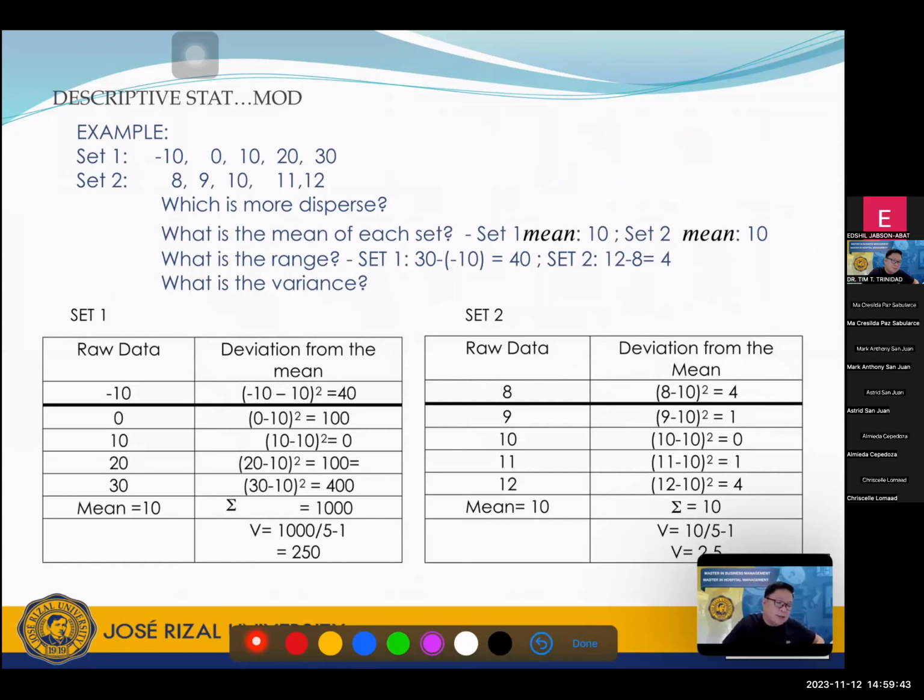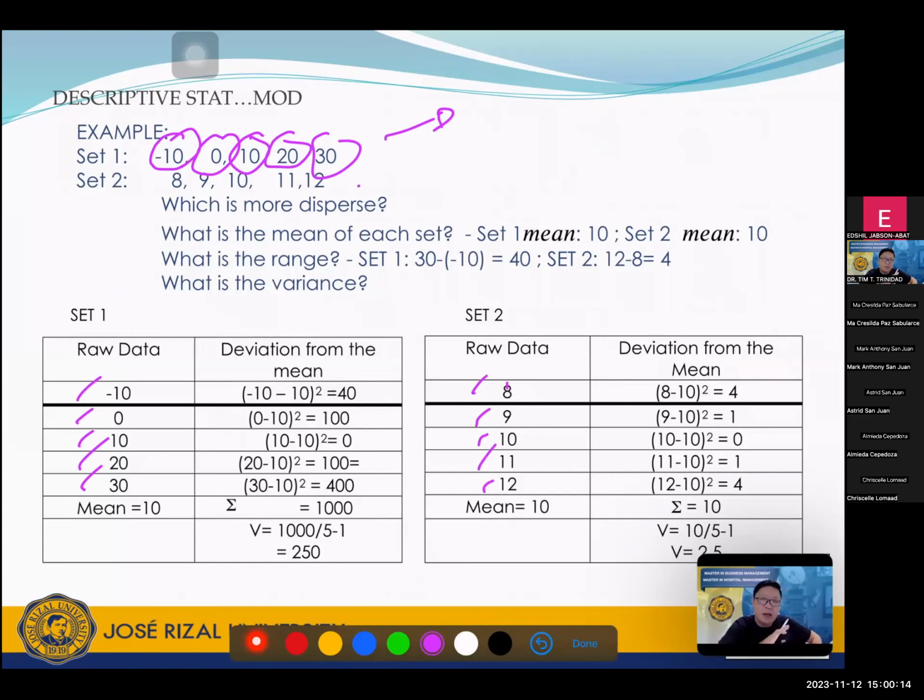Okay, so bibigyan ko kayo ng example dito. Example of data sets: negative 10, 0, 10, 20, 30. So anong first step kanina is to put them into table and arrange them. So this will now be your data set. Andito na yung negative 10, 0, 10, 20, and 30. So other class din, nag-exam sila. So we have the values for the other class: 8, 9, 10, 11, 12.